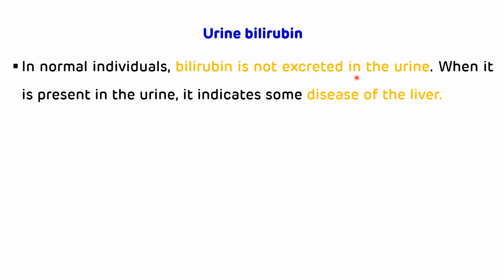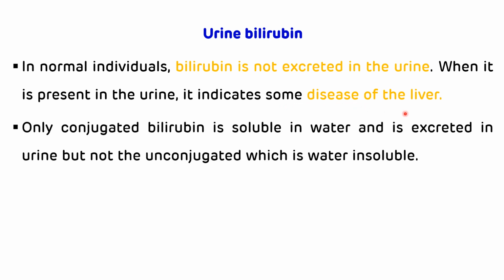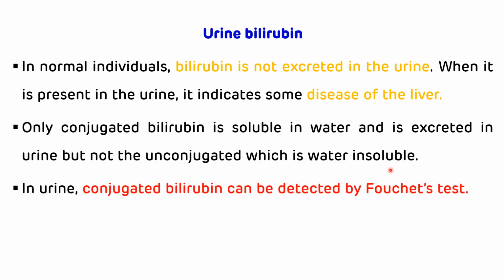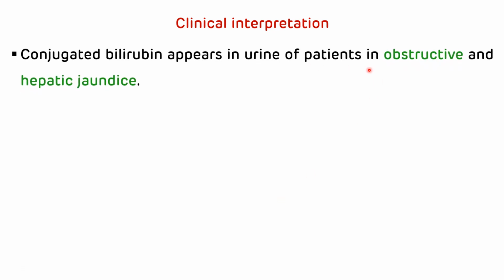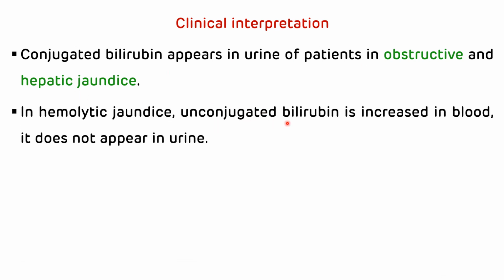Now urine bilirubin. In normal individuals, bilirubin is not excreted in urine. When it is present in urine, it indicates some disease of the liver. Only conjugated bilirubin is soluble in water and is excreted in urine, but not the unconjugated, which is water insoluble. In urine, conjugated bilirubin can be detected by Fouchet's test. Clinical interpretation of the urine bilirubin test: conjugated bilirubin appears in the urine in patients with obstructive and hepatic jaundice. In hemolytic jaundice, unconjugated bilirubin is increased in blood, so it doesn't appear in urine.